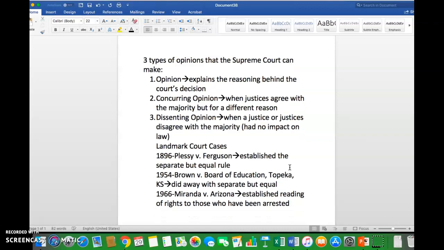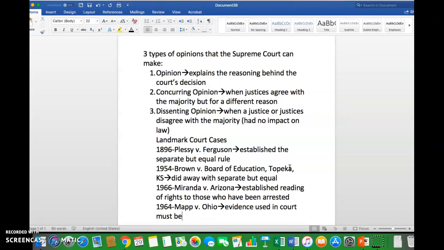And then I want to go back a couple years to Mapp versus Ohio. Mapp versus Ohio states that evidence used in court must be obtained legally.